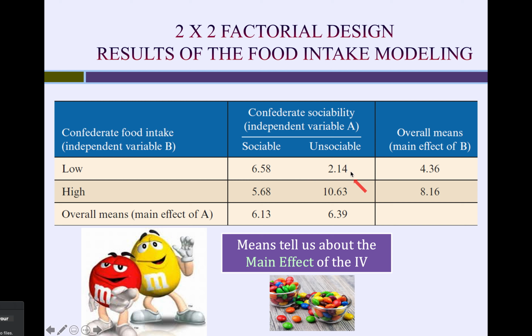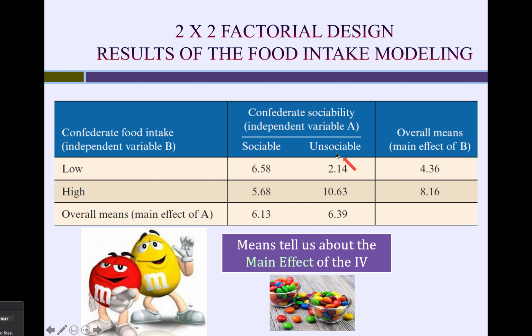You would only eat 2.14 M&Ms if you were in the room with an unsociable Confederate who ate a low amount of M&Ms. However, you would eat about almost the same here, right? If your Confederate was sociable, you really didn't see much of a difference here. 6.58 to 5.68, regardless of low or high intake, the sociability was about the same.